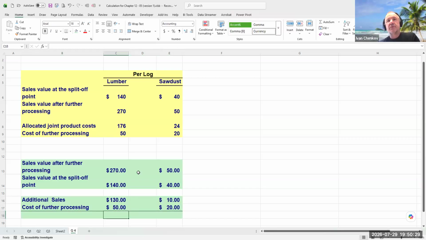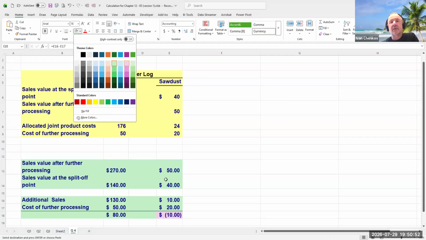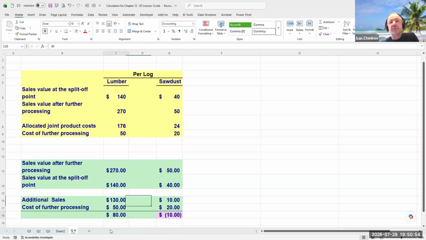So what will be my contribution margin from the lumber? Is it going to be positive? Most likely, yes, positive. In fact, it's $80. How about on the sawdust? Opposite, it's negative. So what are we going to do? Are we going to process the sawdust further? No, we're not. We're going to sell it as it is. Lumber, yes, we're going to process it further into the new product since we're generating $80 more.